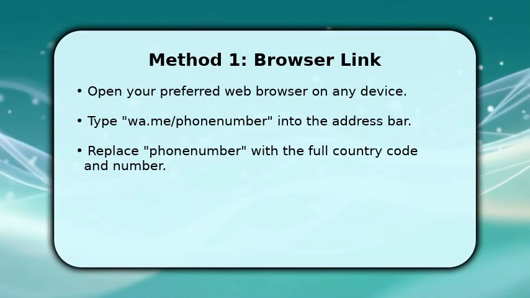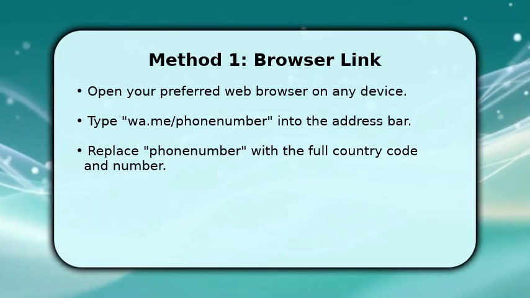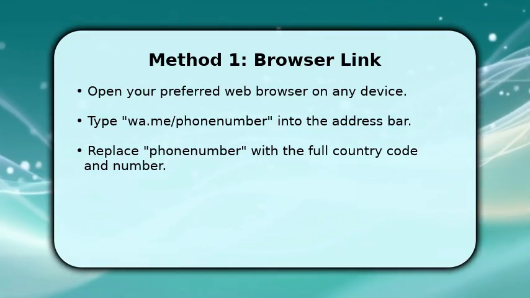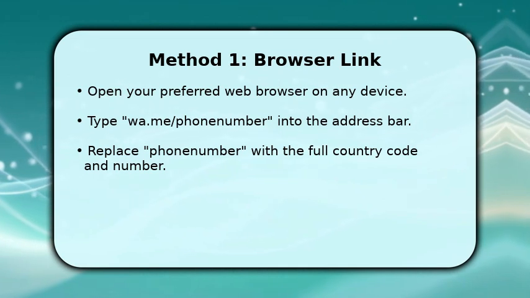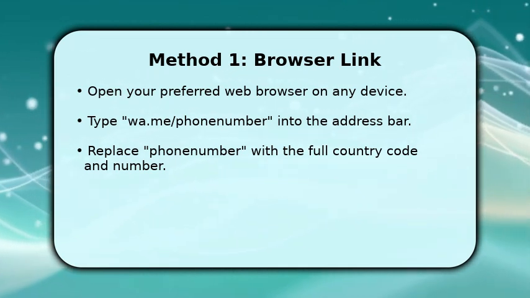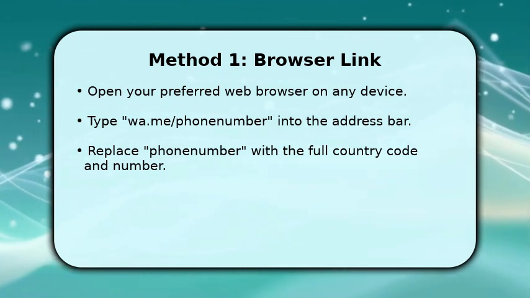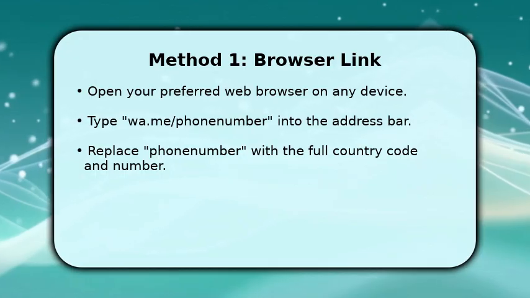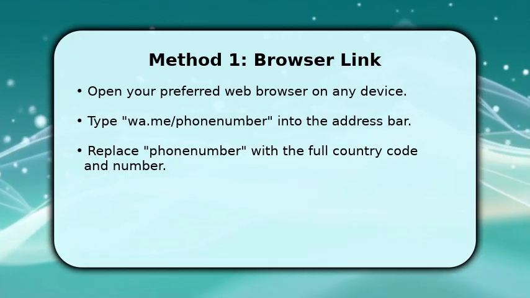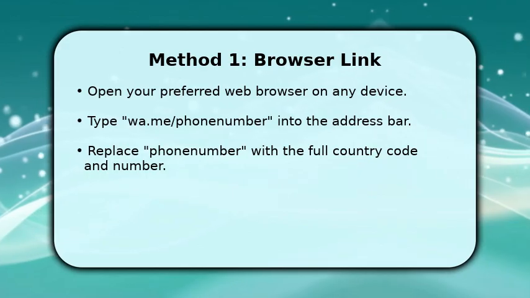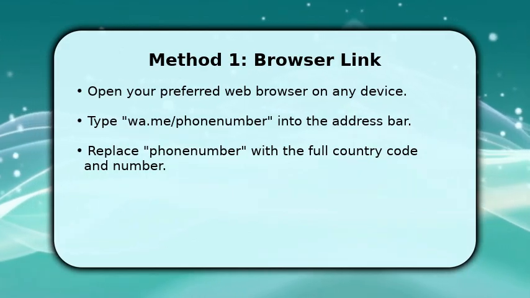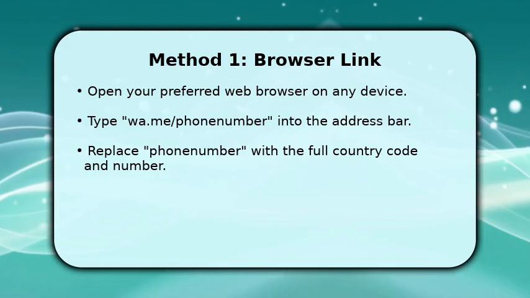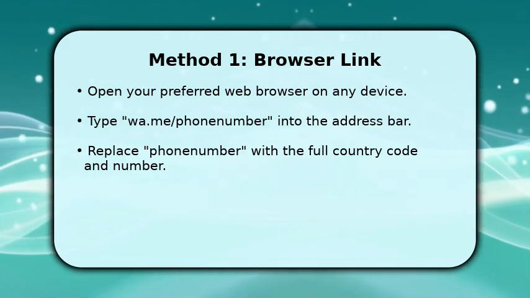The first method involves using a simple browser link. Just open your web browser, whether on your phone or computer, and type wa.me/ followed by the full phone number, including the country code, but without any plus signs or dashes. For example, wa.me/12345678900. Press enter, and WhatsApp will prompt you to open a chat with that number.